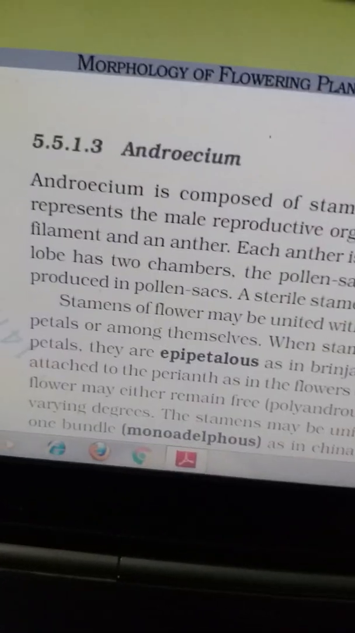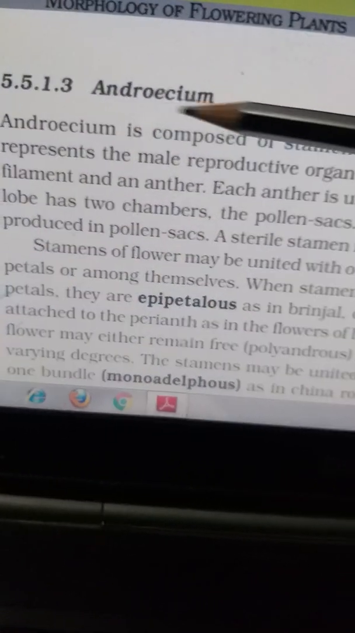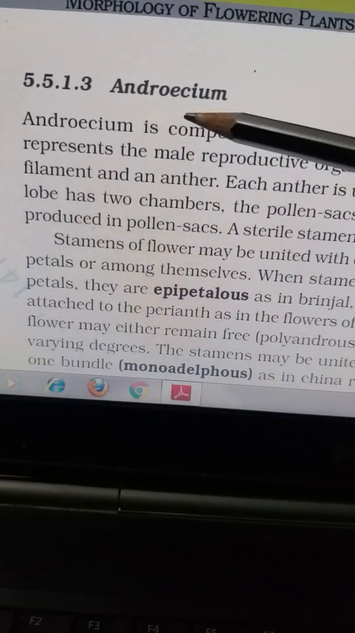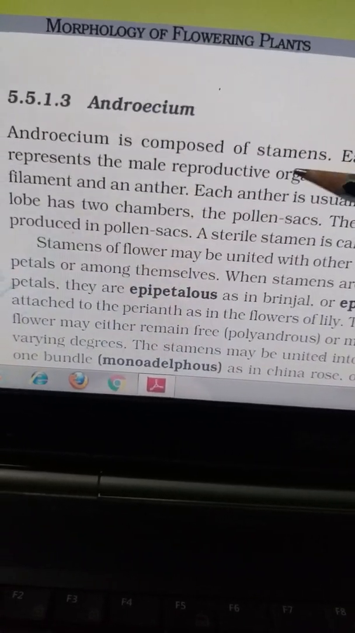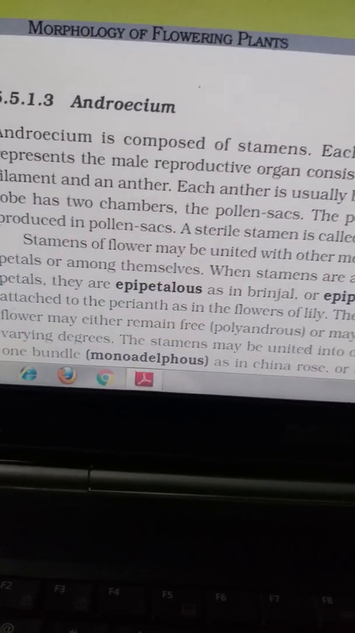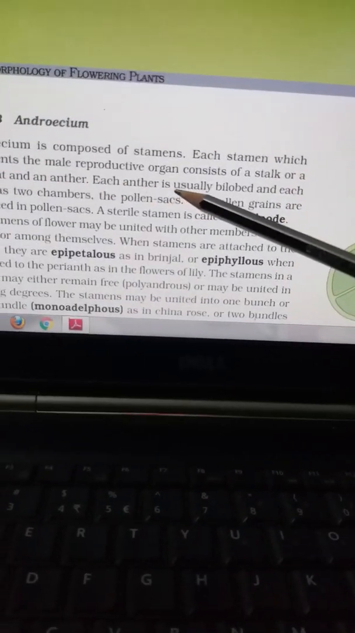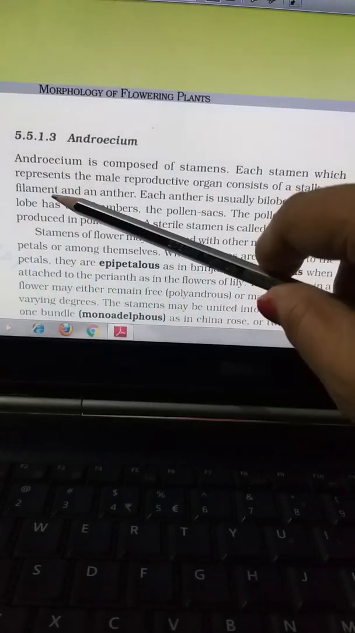Now here you see we will be dealing with the androecium. Basically, what is androecium? Androecium is the male reproductive unit of a flower. It is composed of stamens. Okay, so now what is a stamen? The stamen represents the male reproductive organ, and it consists of a stalk, or a filament, and an anther.